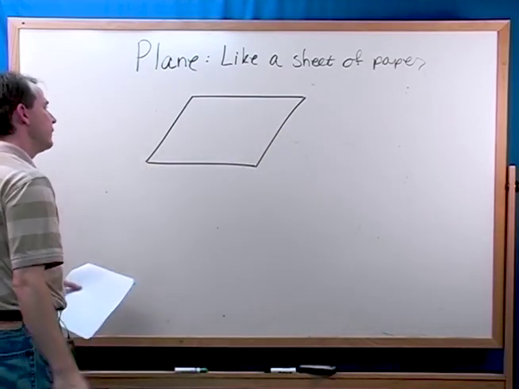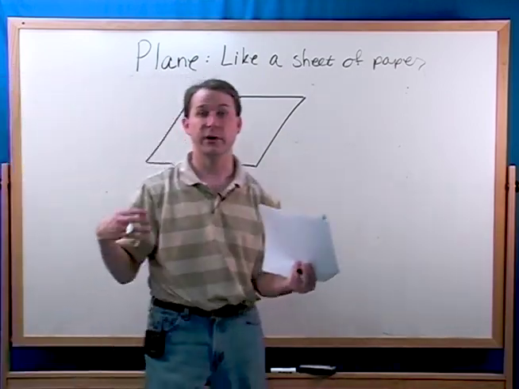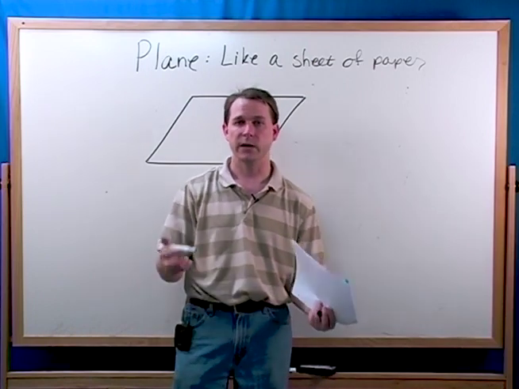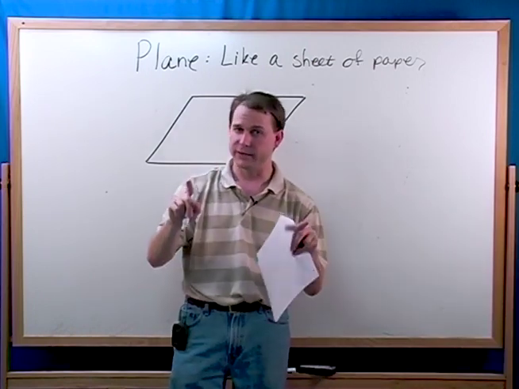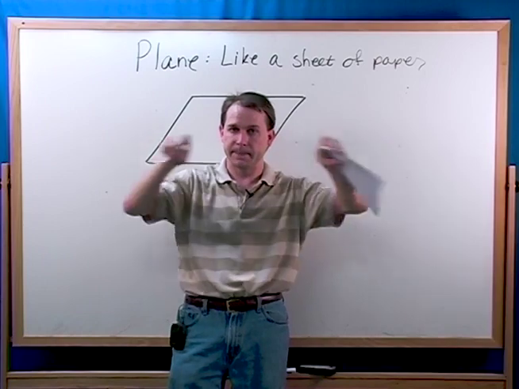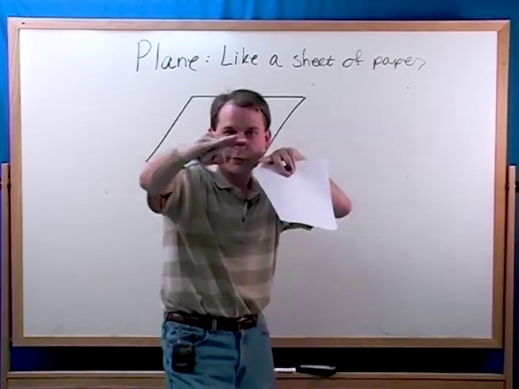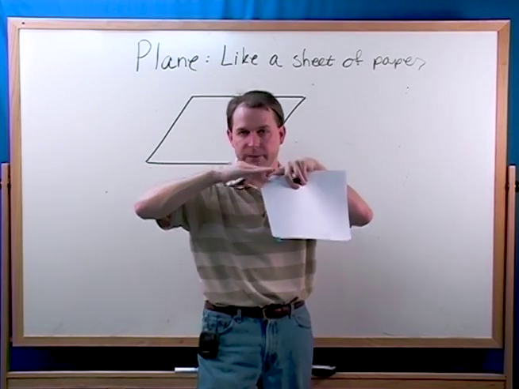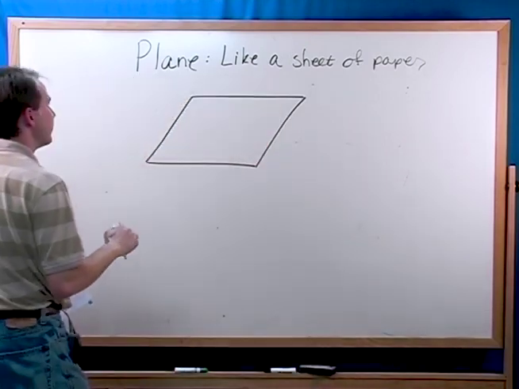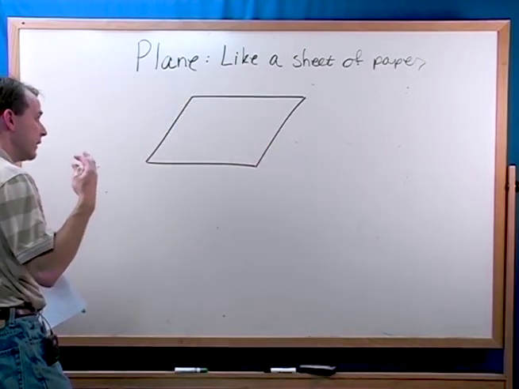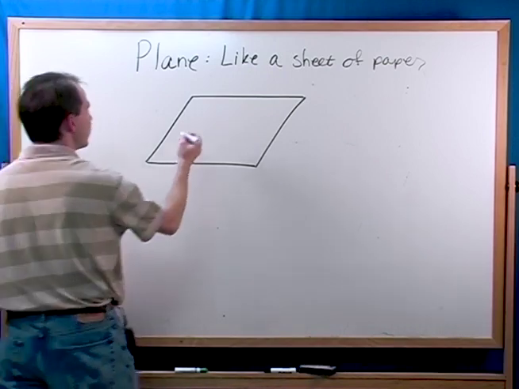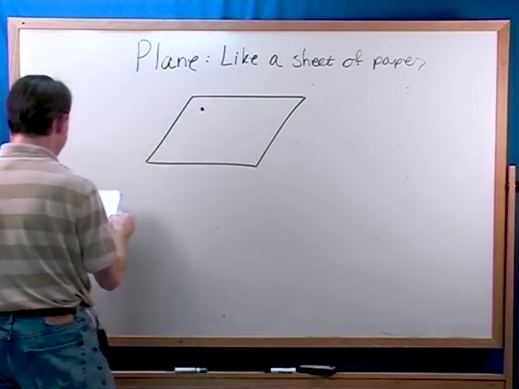How many points do you think it would take to actually form a plane? Well, for a line, it took 2 points, and a line only went this way. But a plane goes not only this way, but also this way in this dimension right here. So it's going to take 1 more point to form a plane. It's going to take 3 points to form a plane. So you'd have a point here.